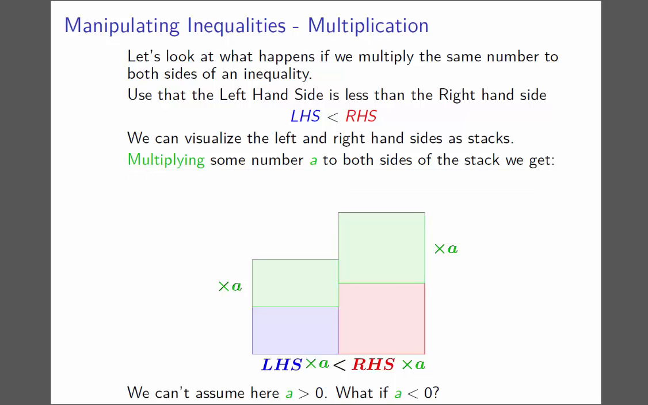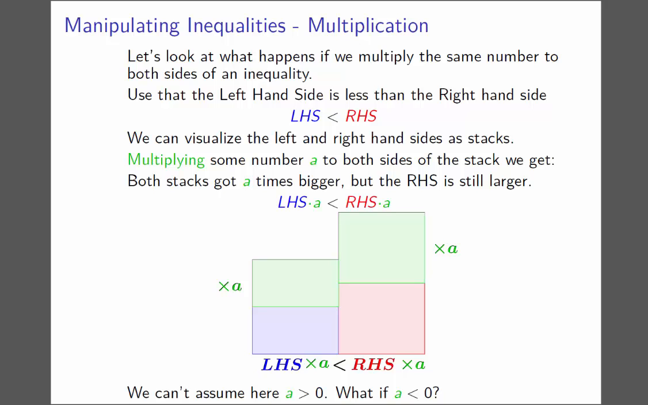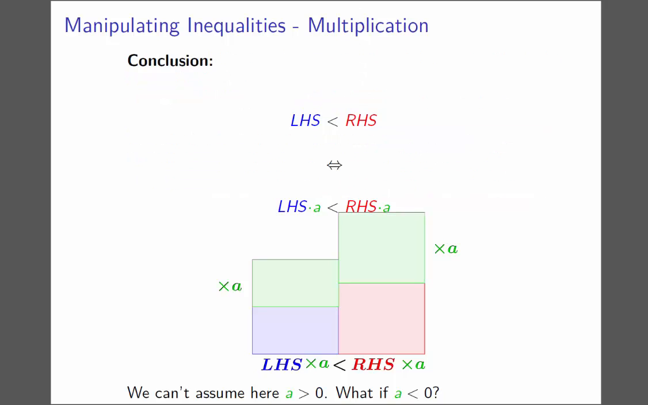For now, while we stick with a being positive, we can see that both stacks got a times bigger, but the right-hand side is still larger. So the left-hand side times a is still smaller than the right-hand side times a. So we can conclude that if the left-hand side is smaller than the right-hand side, and we multiply both sides by some positive number a, that the left-hand side times a is still smaller than the right-hand side times a.